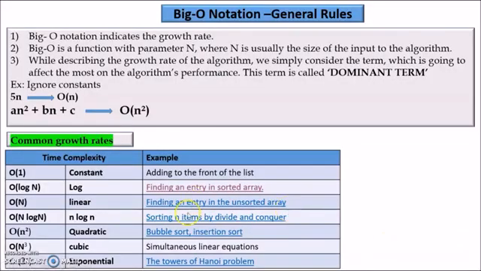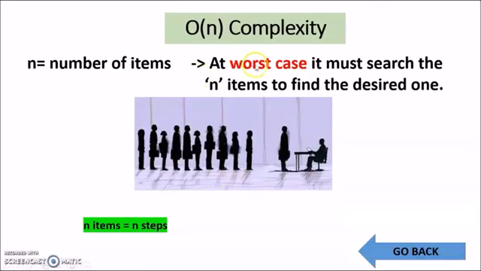Let's take the next example, linear time complexity, big O of n. Now let's say I want to find an entry in an unsorted array. N is the number of steps, and you know big O works on the worst case. It must search the n items to find the desired one.